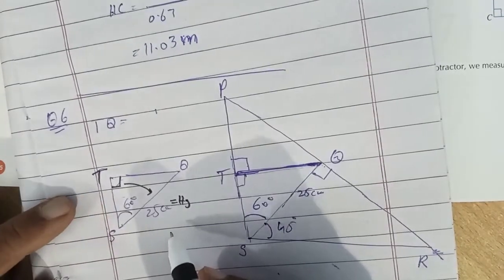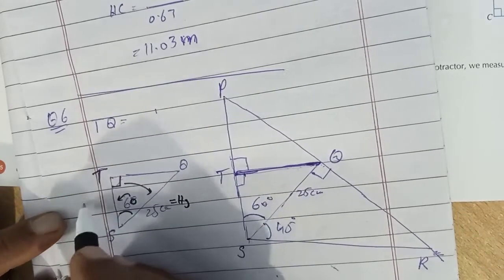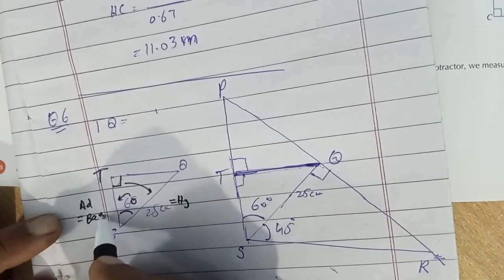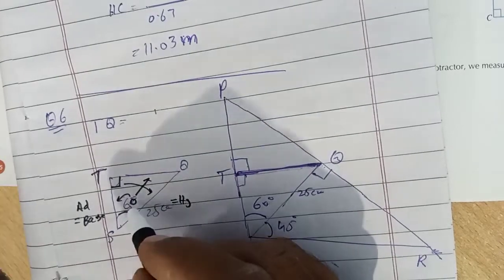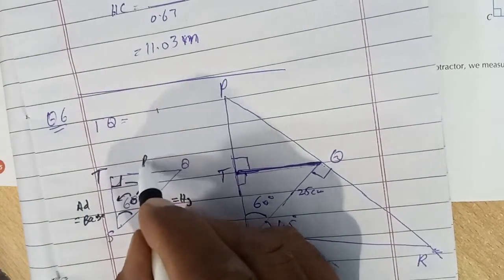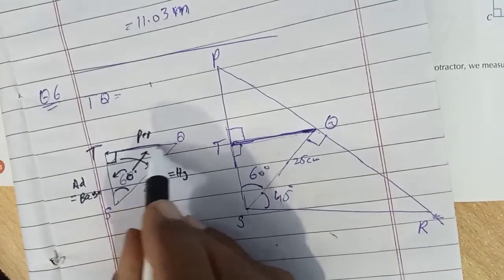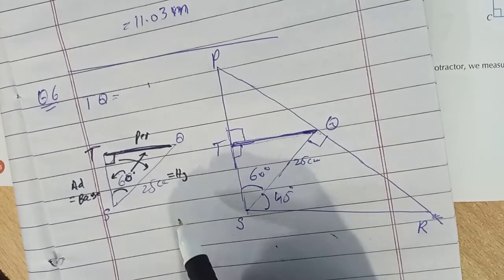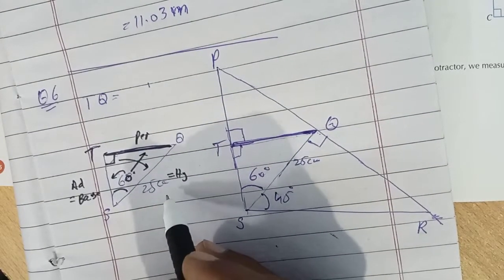Clear? The given angle is 60. The side just adjacent to it is called the adjacent side or base, and the side just opposite to the given angle, which is over here, is called perpendicular. What do we have to find? This side TQ. What is the given side? This is 25 centimeter. It is the hypotenuse.